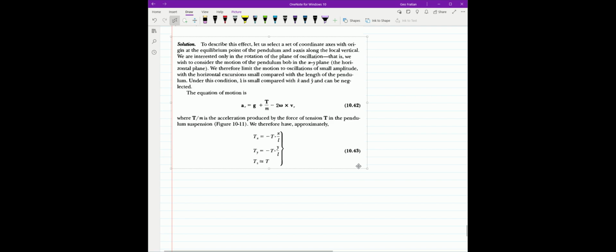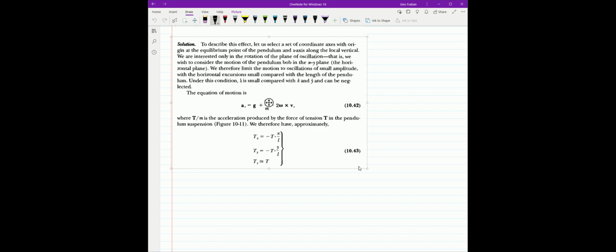So to describe this effect, let's choose some coordinate axes with the origin at the equilibrium point of the pendulum and the z-axis along the local vertical. We only care about the rotation of the plane of oscillation. That is, we want to consider the motion of the pendulum bob in the xy plane, the horizontal plane. Therefore, we limit the motion to oscillations of small amplitude, with the horizontal excursions small compared to the length of the pendulum. Under this condition, z dot is very small compared to x dot and y dot, so we're just going to neglect it.